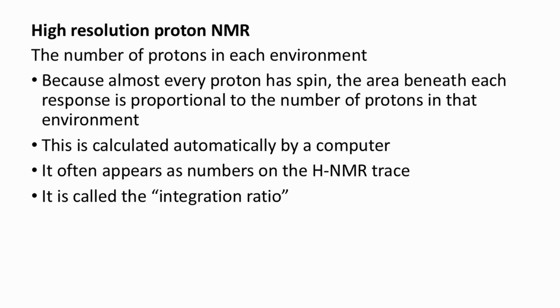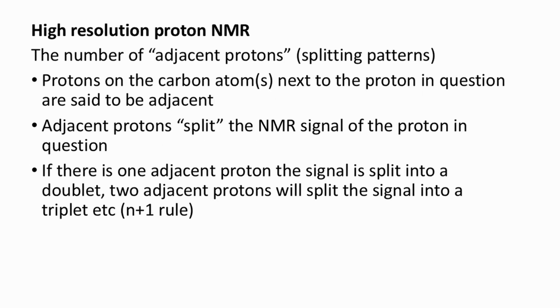Because almost every proton has spin, the area beneath each response or signal is proportional to the number of protons in that environment. This area is calculated automatically by a computer. The ratio of the areas of each signal often appears as a number on the NMR trace and is called the integration ratio. This information is not found on a carbon-13 NMR trace because the vast majority of carbon atoms are not carbon-13. Let's look at splitting patterns next.